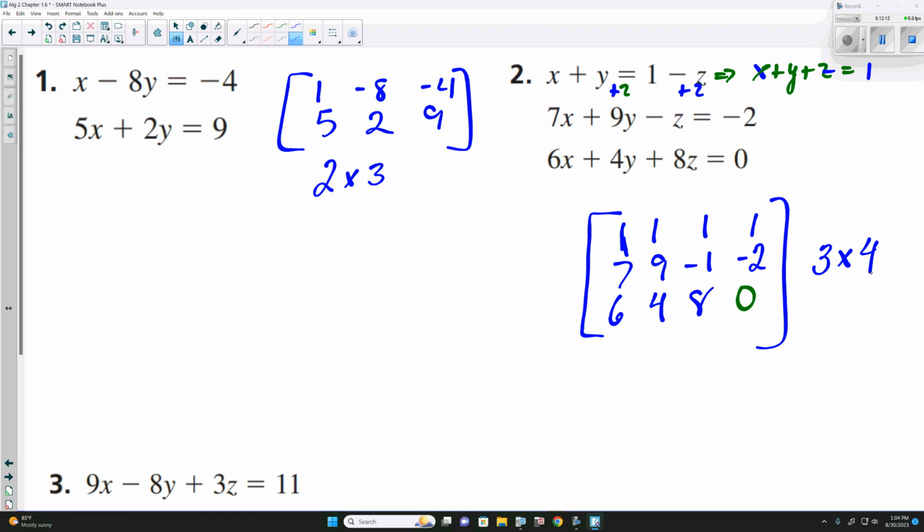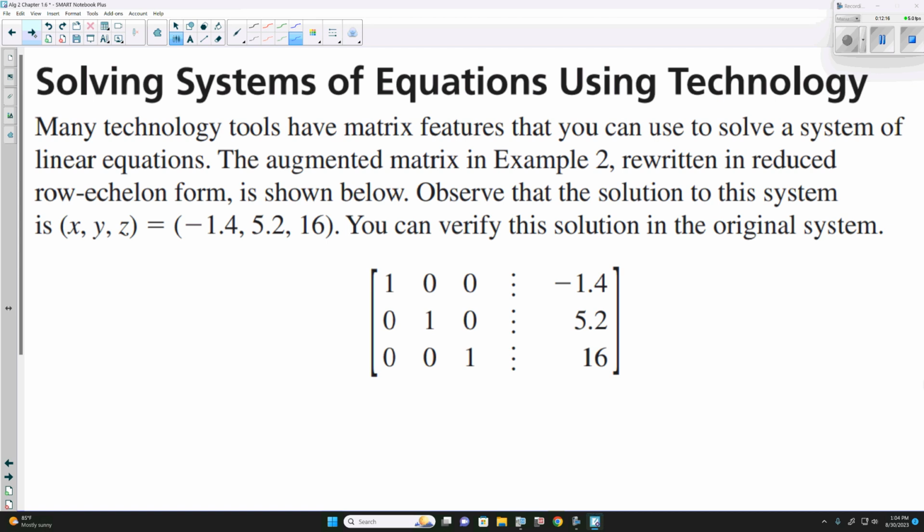Are you ready for the next part? Solving matrices. Solving systems of equations using technology. So, 3 variable systems of equations. At this point, we know how to solve those, yes? Because that's what we've been doing the last 2 days, solving 3 variable systems of equations. We can use the graphing calculator to solve them.